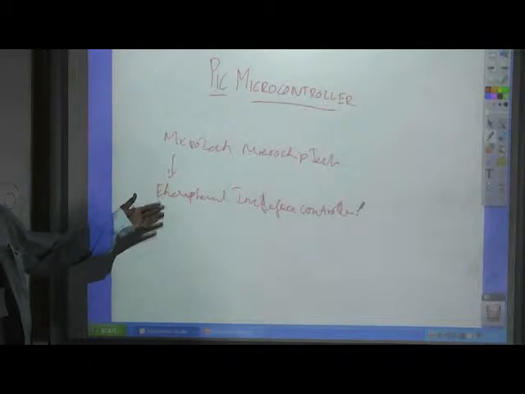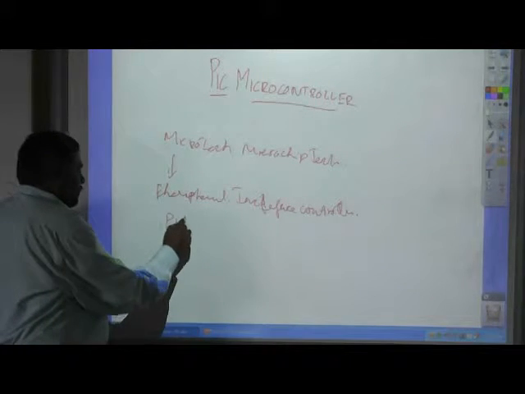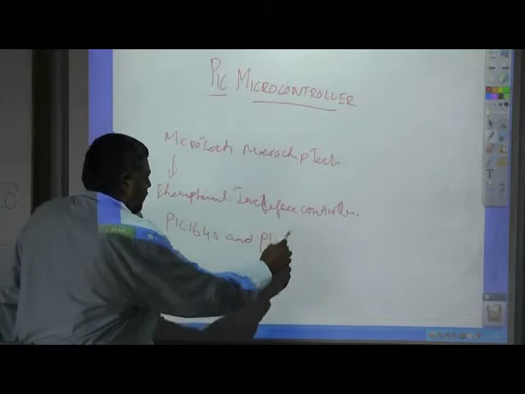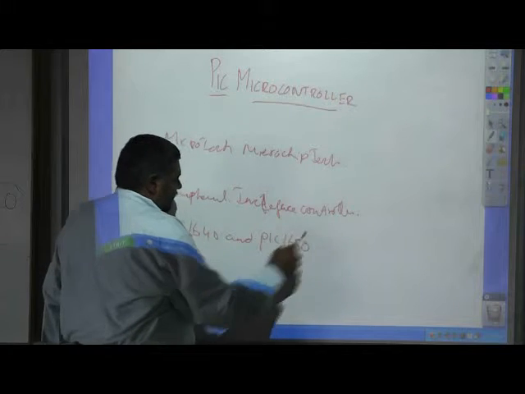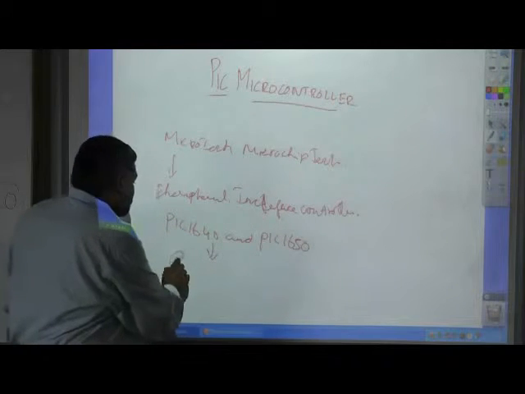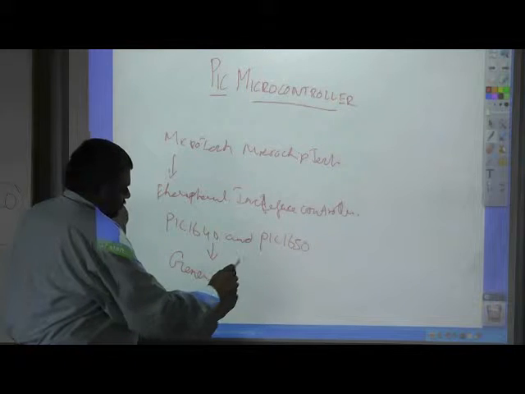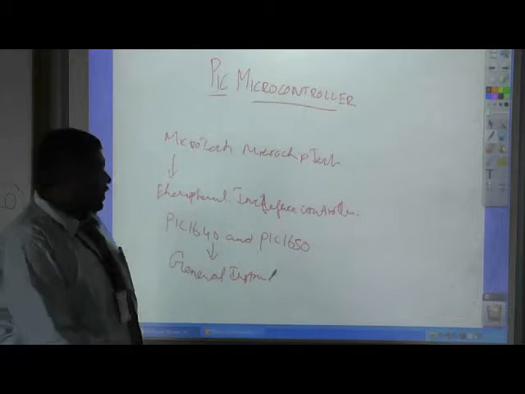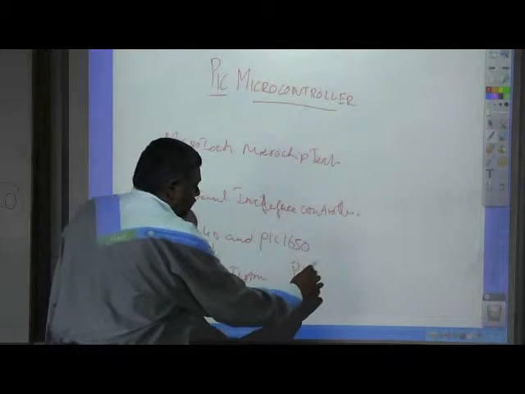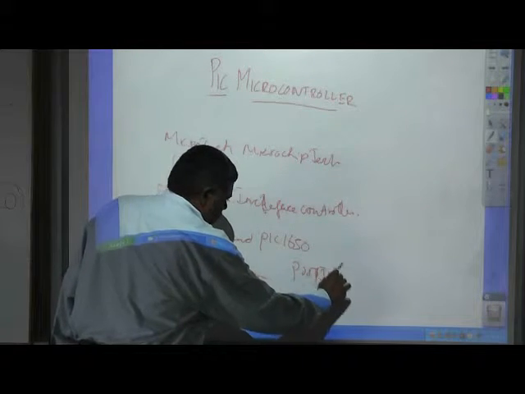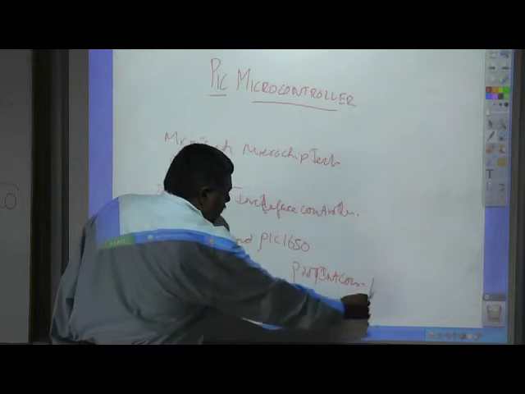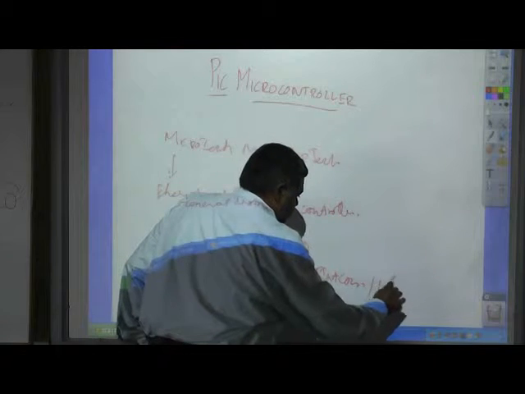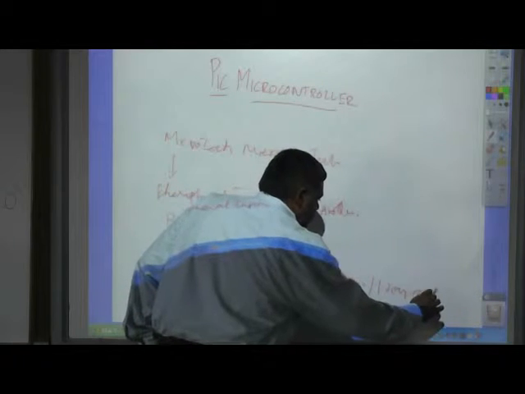Earlier this PIC was called PIC 1640 and PIC 1650, which were developed by General Instruments. They were called Programmable Interface Controller, or later it was called Programmable Intelligent Computer.